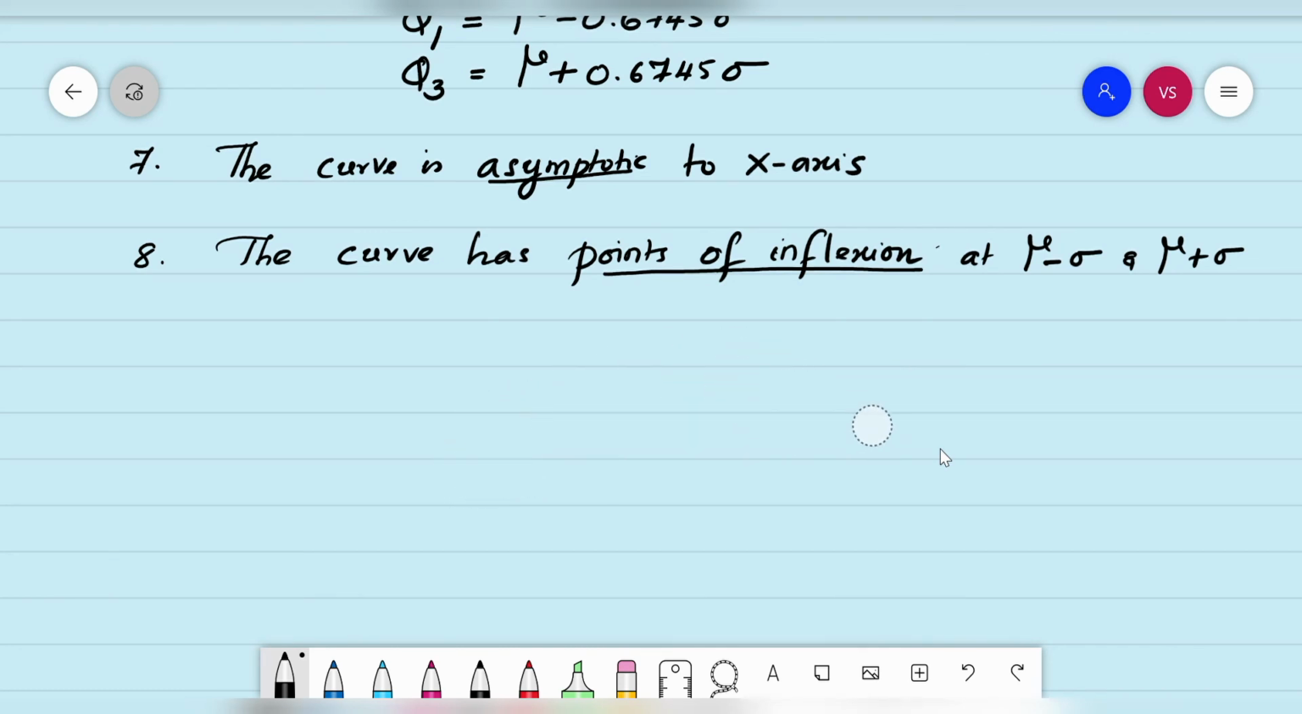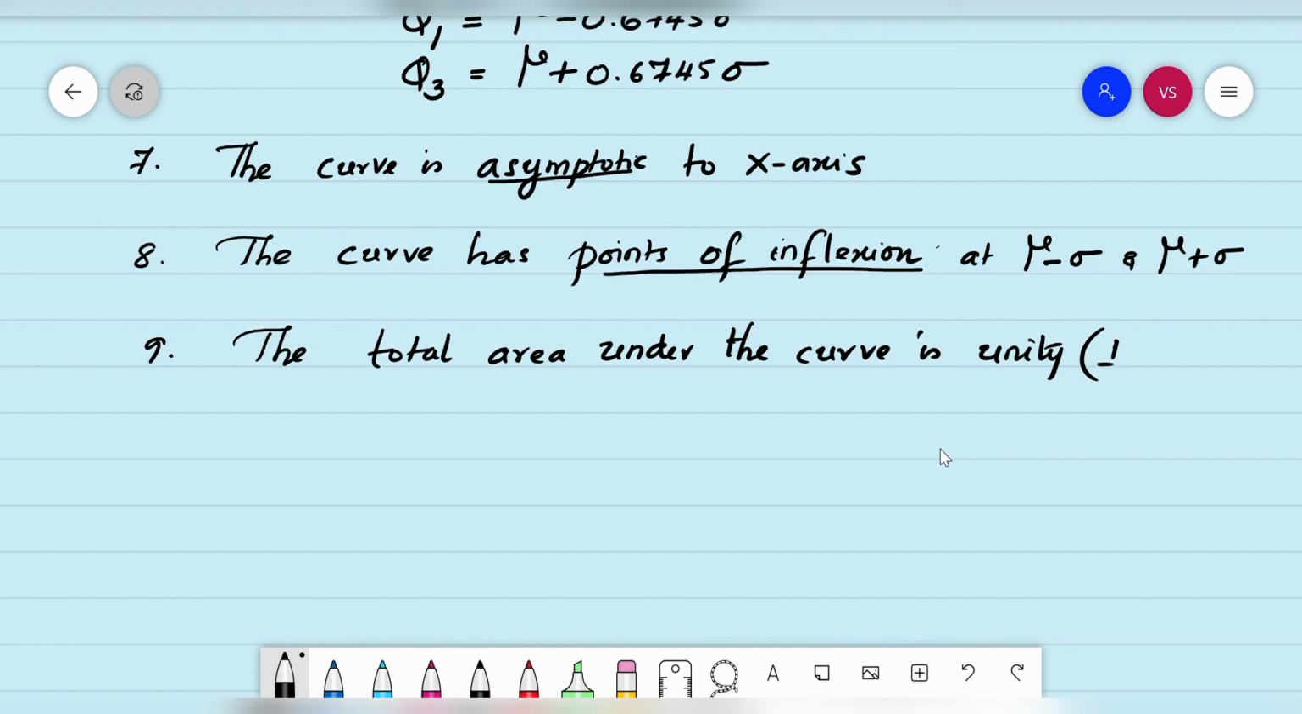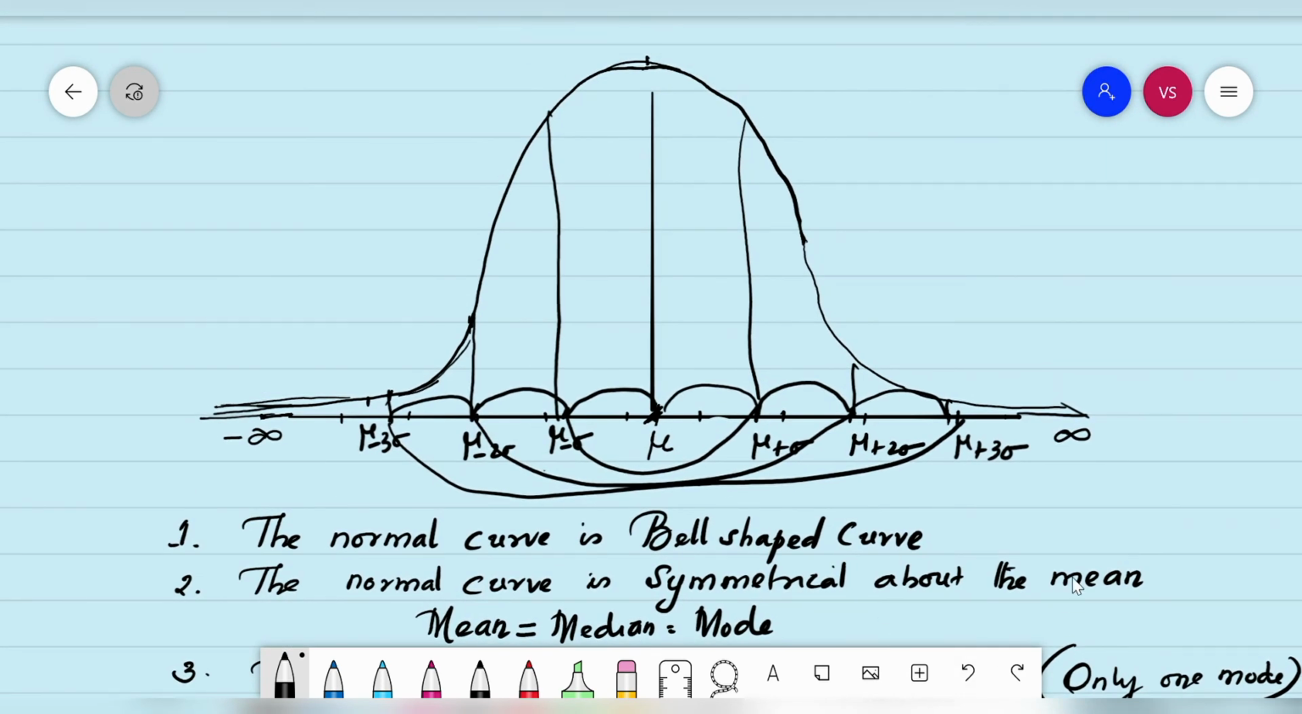Next one I can speak, the most important one, the ninth one. The total area under the curve is unity, or in other words it is 1. What does it mean, students? Again we need to think about this diagram. That means that the probabilities of all the values of a particular variable are under this curve. The sum of all probabilities will always be equal to 1. That's why we say the area under this curve is unity. All the probabilities are under this.